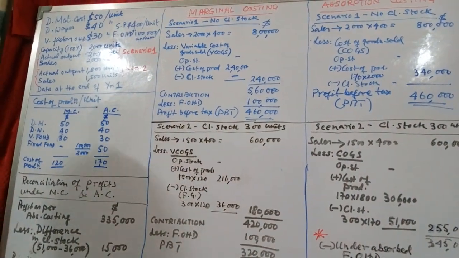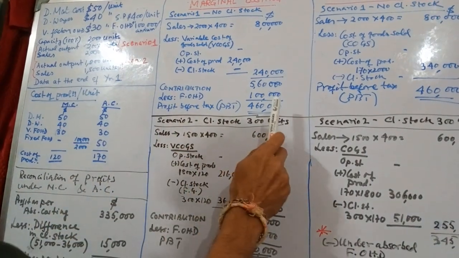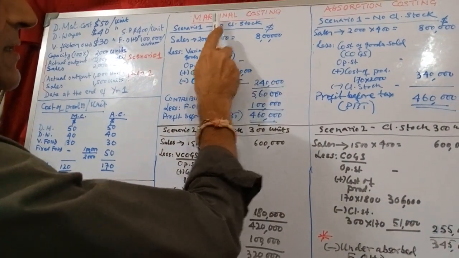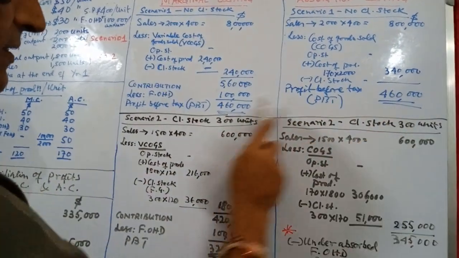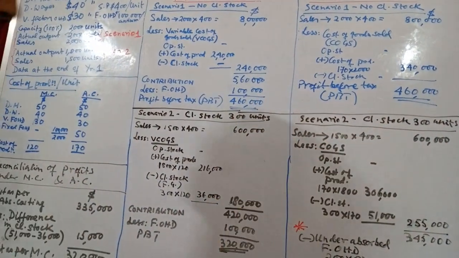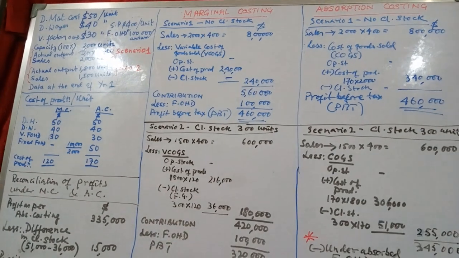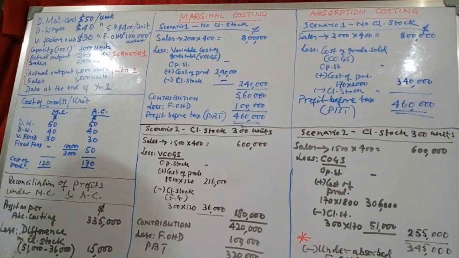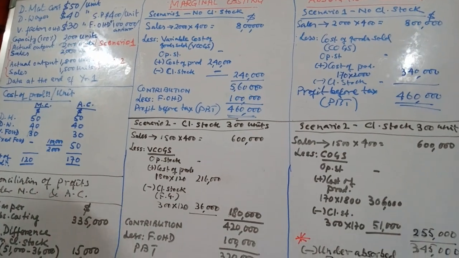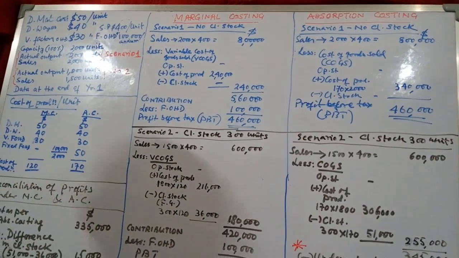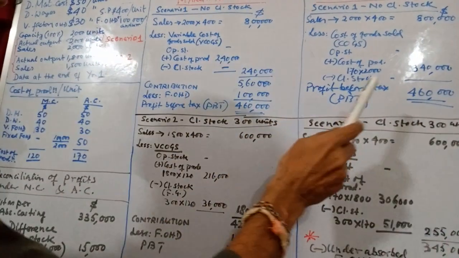So we see PBT under marginal costing and absorption costing are the same, 460,000 in both the cases. Why? Because there is no closing stock. If there is no closing stock and if there is no opening stock, then profits under both the systems will be the same.